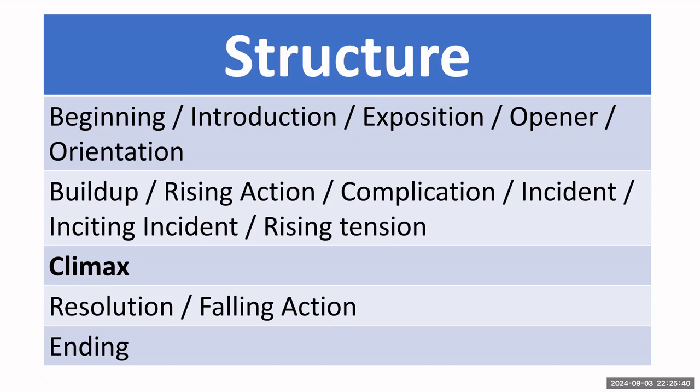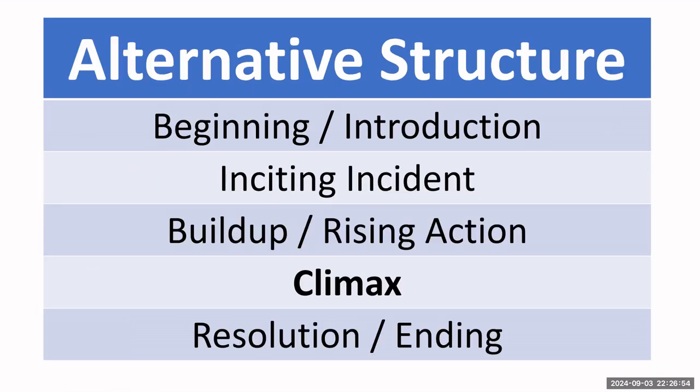So this is one of the structures for narrative writing. The first paragraph would be the beginning or introduction, exposition, opener, or orientation. So different teachers may use different terms. The next paragraph would be the build-up or rising action, complication, incident, or inciting incident, or rising tension. The next paragraph is the climax. And then you have resolution or falling action. And finally, the ending.